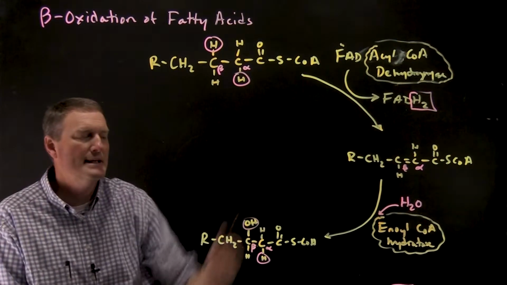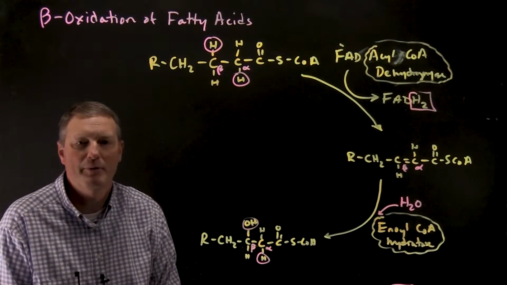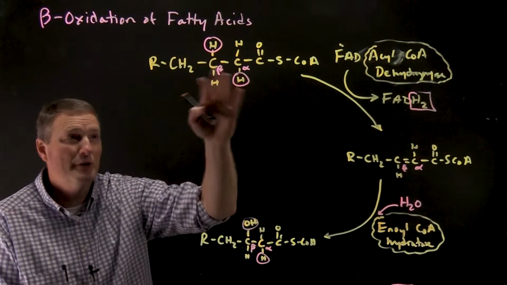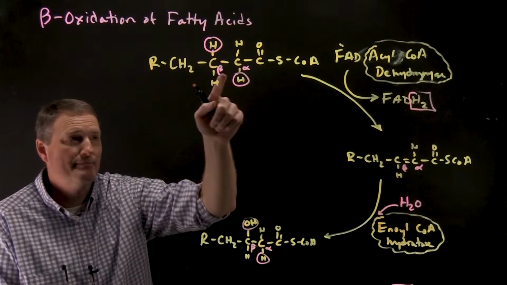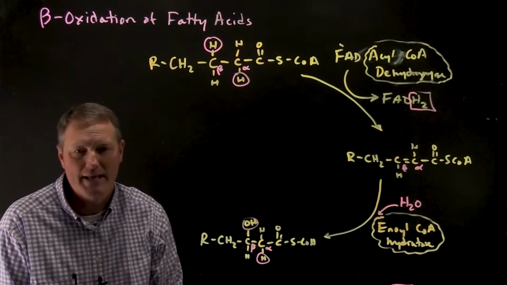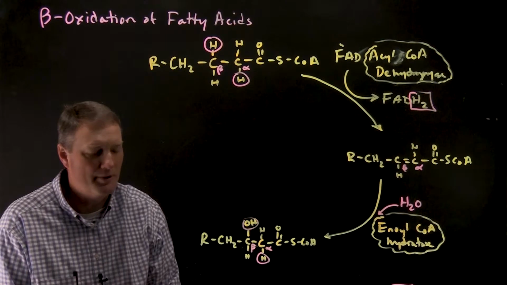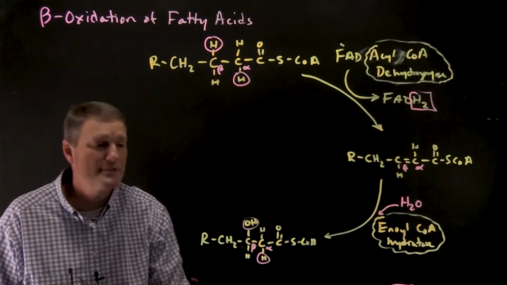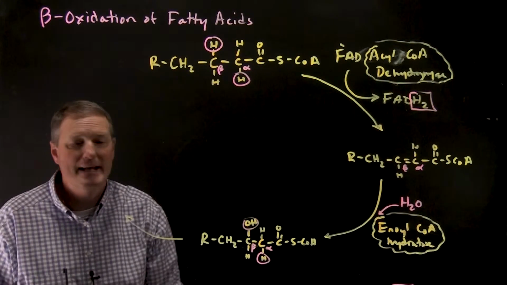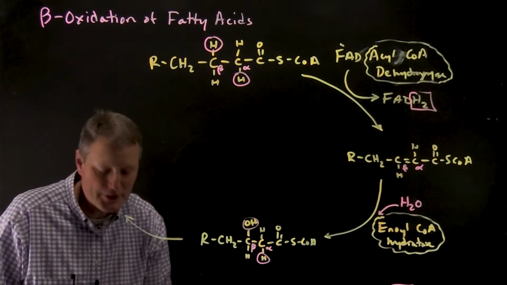So essentially what we've done in this first couple reactions of the beta oxidation pathway is we've taken a fairly unreactive hydrocarbon chain, introduced a double bond, and now done a hydration reaction to add an OH group on the beta position. So the next reaction in this pathway is now going to be the oxidation of that into a ketone.